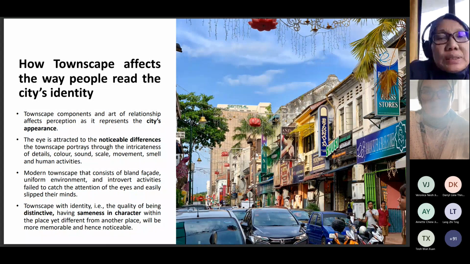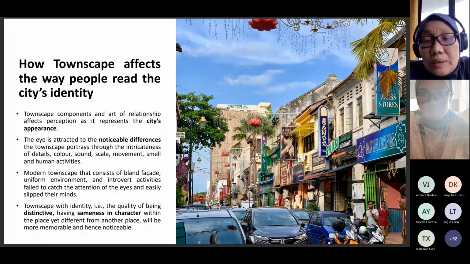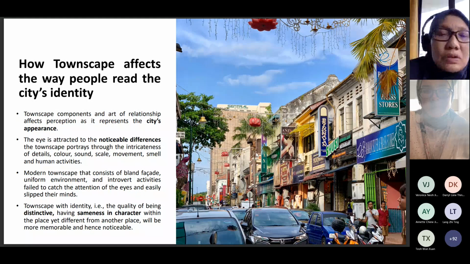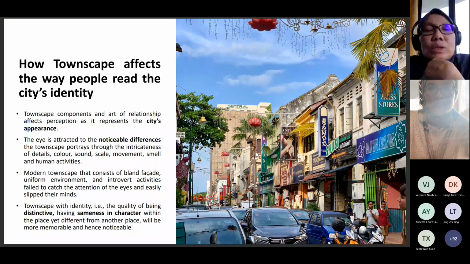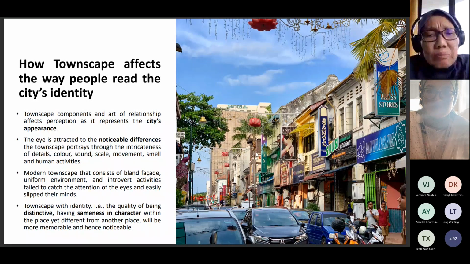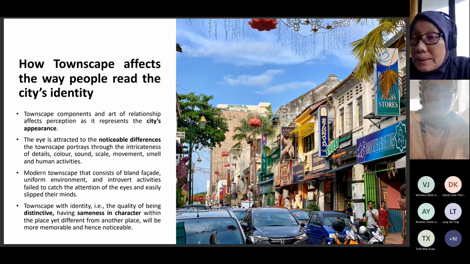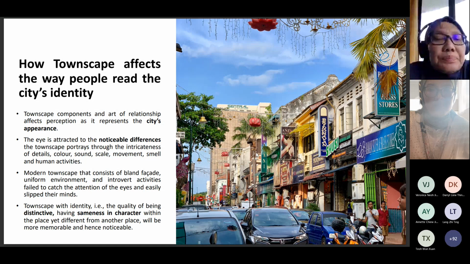Now, on these noticeable differences of the townscape, one good book, an old book but very important if you're studying urban design, is The Human Aspects of Urban Form by Amos Rapoport. It's a good book to read to understand the human aspects of urban form. And one of the theories is noticeable differences. So the intricateness of the details, color, sound, scale, movement, smell, activity, these are very important things that the environment projects to the human eye, that will influence how they read the city and how they appreciate the townscape.